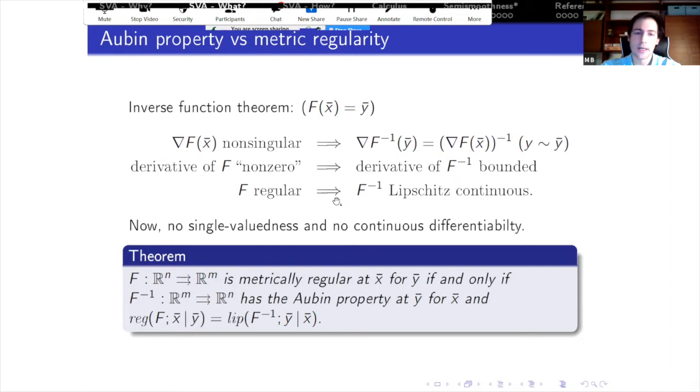But here we see that this paradigm doesn't require any single valuedness or continuous differentiability, any of these things we have in the standard inverse function theorem. And the result here is that the mapping is metrically regular, so we have this regularity if and only if the inverse has the Hölder property, which is like Lipschitz, right? And the two moduli are actually equal. So this is again a very, very fundamental result of variational analysis.